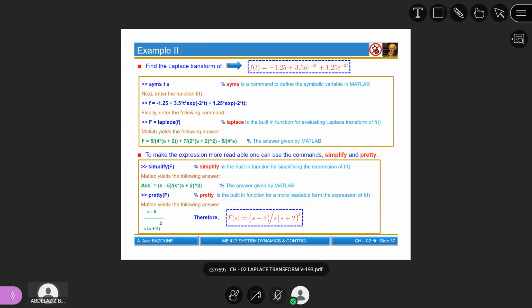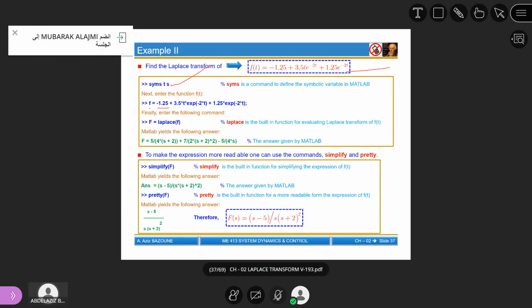Another example here, same thing in the same way. f of t will be minus 1.25 plus 3.5t exponential minus 2t, and then plus 1.25 exponential minus 2t. You define the symbolic variables t and s, and then you define your function: minus 1.25 plus 3.5t exponential minus 2t plus 1.25 exponential minus 2t. And then F is equal to Laplace of f. MATLAB will give you this answer in the time domain.